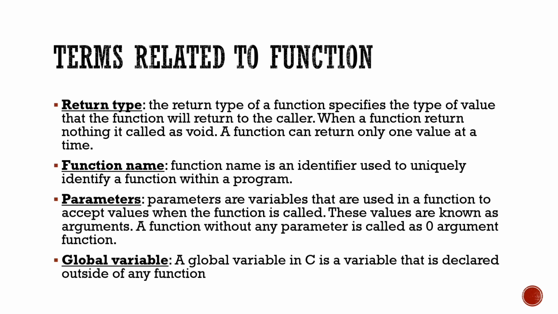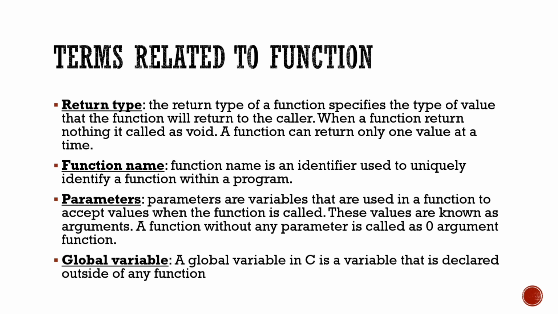Parameters, they are input for the function. Parameters are variables that are used in a function to accept values when the function is called. These values are also known as arguments. A function may have zero or more arguments or parameters. When a function does not have any parameter, it is called a zero argument function.